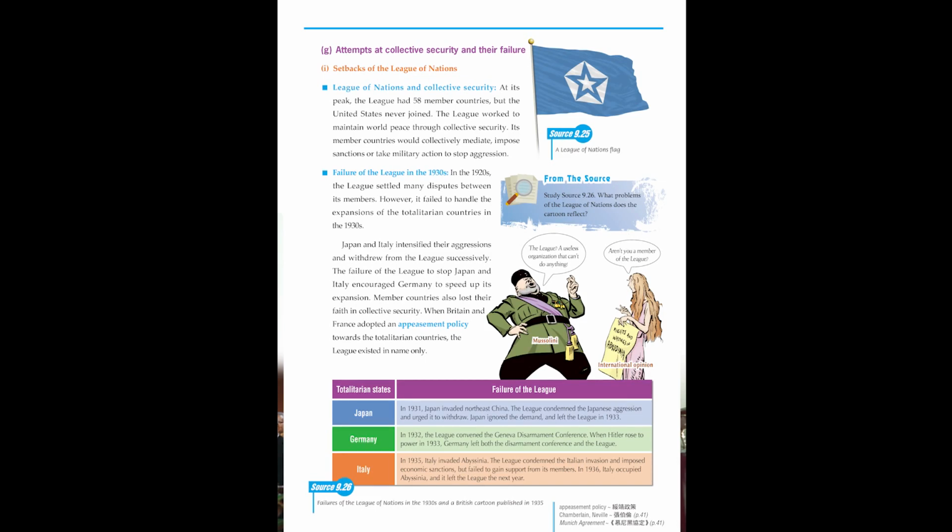From the source. Study source 9.26. What problems of the League of Nations does the cartoon reflect?